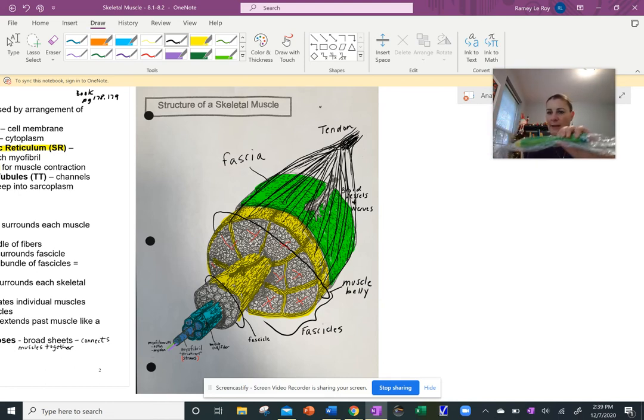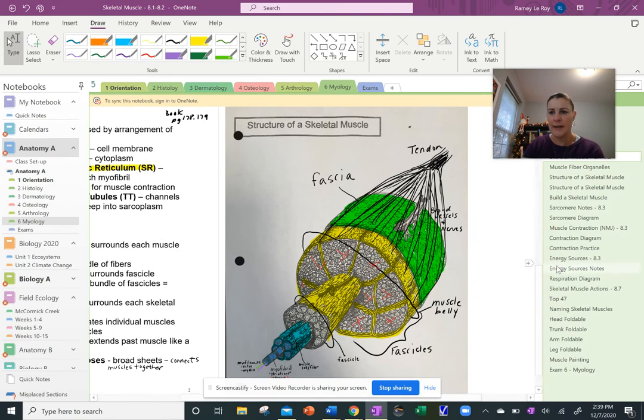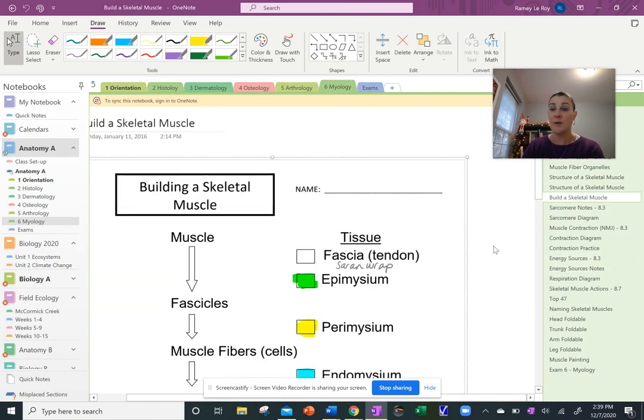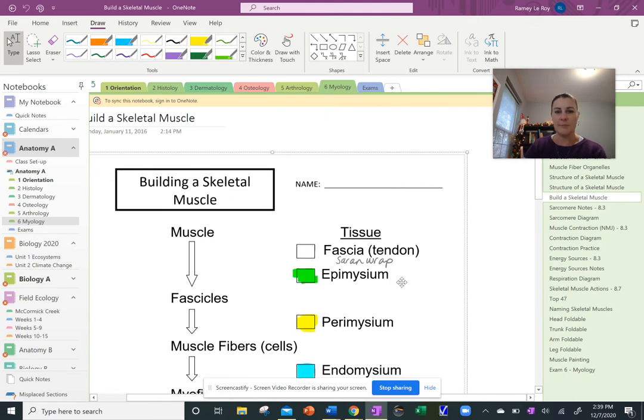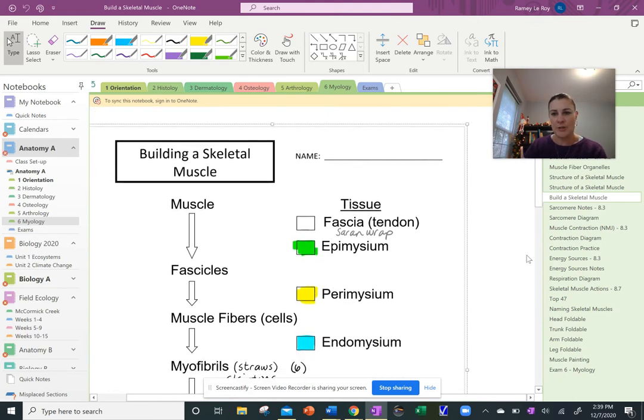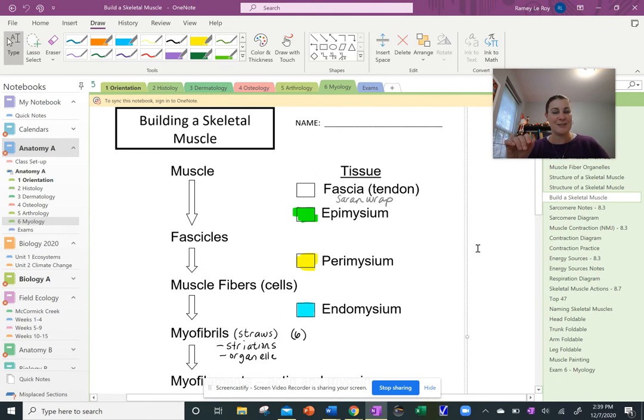I would have to go back and add labels. The muscle model is pretty open-ended. So there's another handout in your digital science notebook that looks like this. It's called Building a Skeletal Muscle. I did insert a little picture over here on the right for you to insert a selfie so I can see your muscle. But you would color code it.